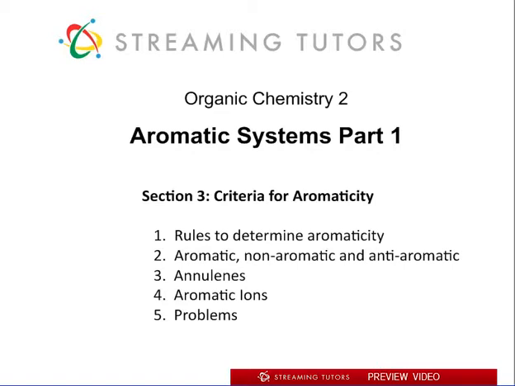And what we're going to do is consider a few different things. Number one is the basic rules. Then we're going to go on to something known as non-aromatic and anti-aromatic, and we're going to understand the differences between them. We'll talk about what's called annulenes. Annulenes are monocyclic systems. Benzene is an annulene, for example. Or any single ring system is known as an annulene. Aromatic ions, and then finally problems to wrap up.